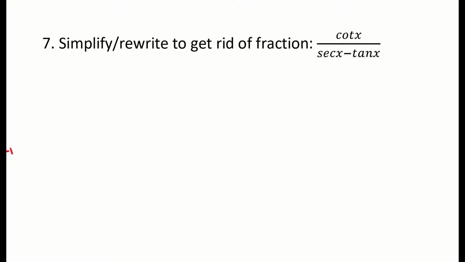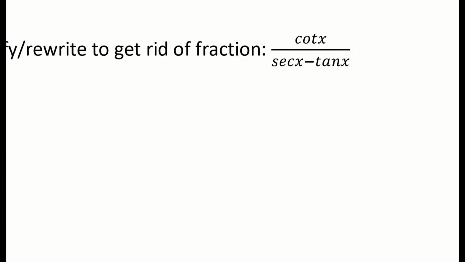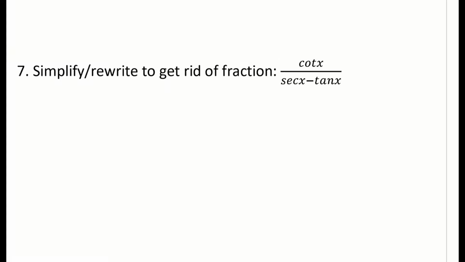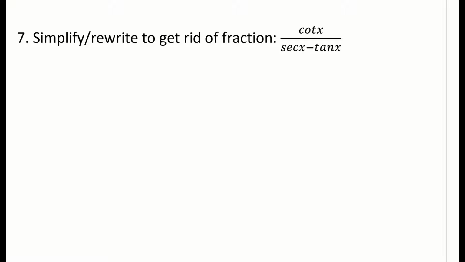All right, so in this particular problem, they're asking us to simplify, rewrite, or get rid of the fraction. Initially, there's not much we can do. We can't substitute, we can't split, we can't do much, right? And so we're going to rewrite it in terms of sine and cosine. So I have cotangent x in the numerator, and the denominator, secant, is 1 over cosine x.